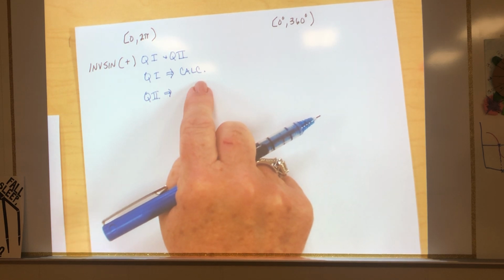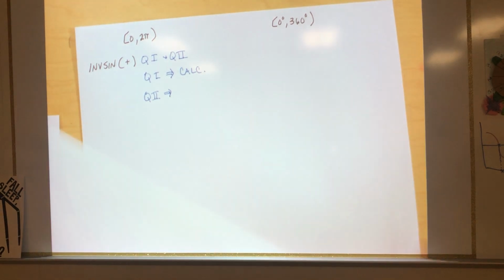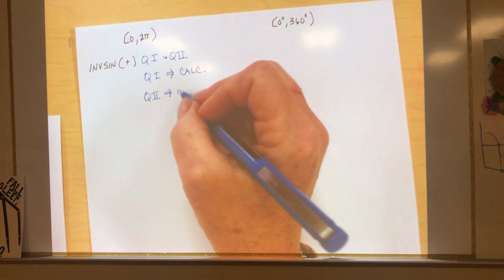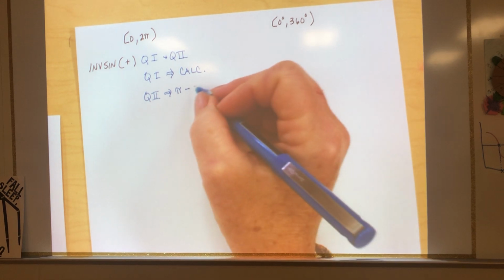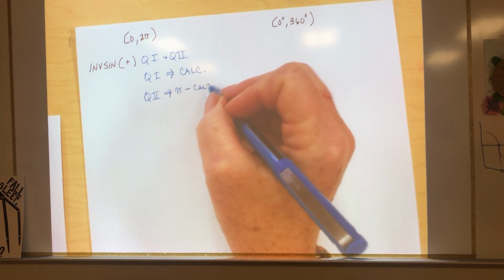How do you put it in quadrant two? You subtract it from pi. You subtract it from pi, and that's exactly what you're going to do. Pi minus whatever the calculator number is.